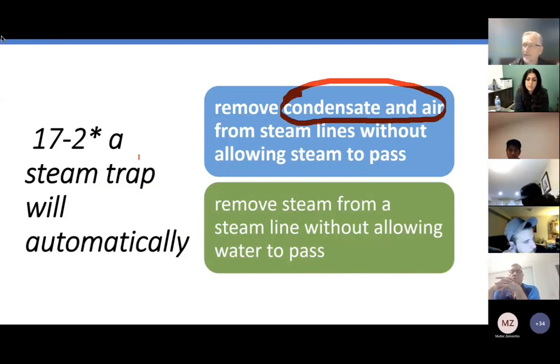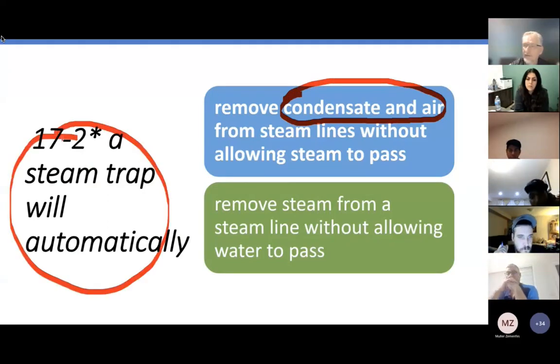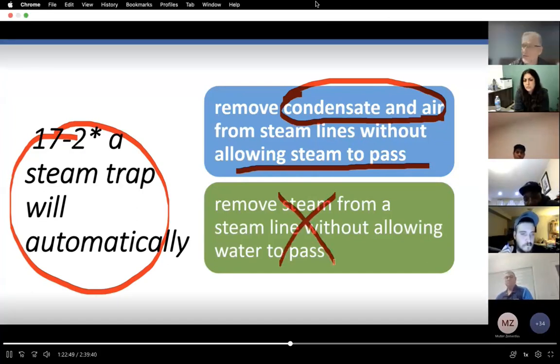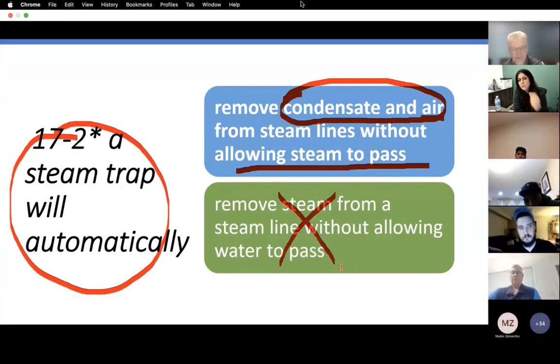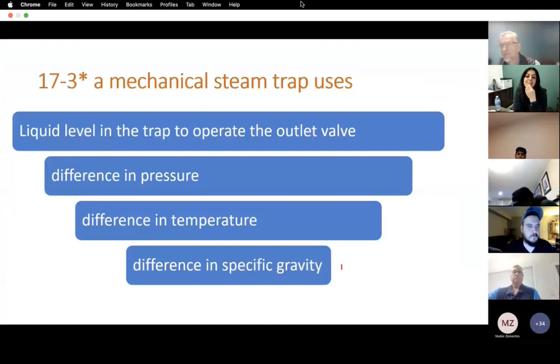Okay, so remember, a steam trap will help you out. It will automatically remove condensate, also air, and not allow the steam to pass. So it keeps the steam in the system, gets rid of the water. This is not the right answer. We're not removing the steam and keeping the water in. It's the other way around.